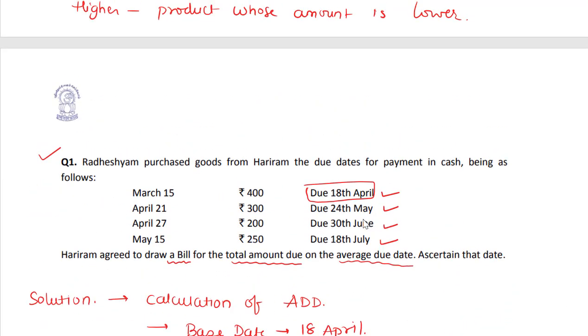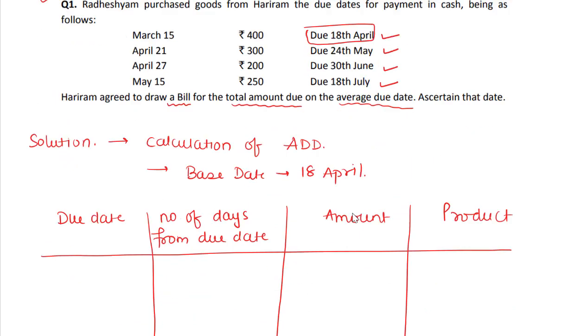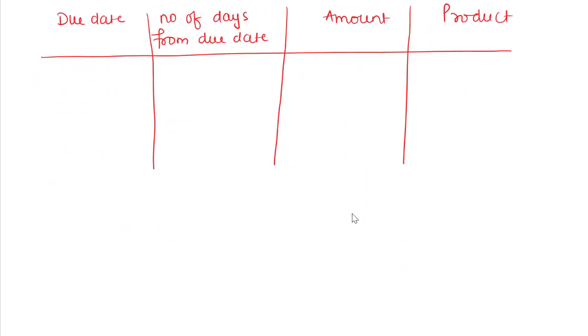Due date is given in the question: 18th April, 24th May, 30th June and 18th July. This is the base date, so 0 months, 0 days. 18th April to 24th May.